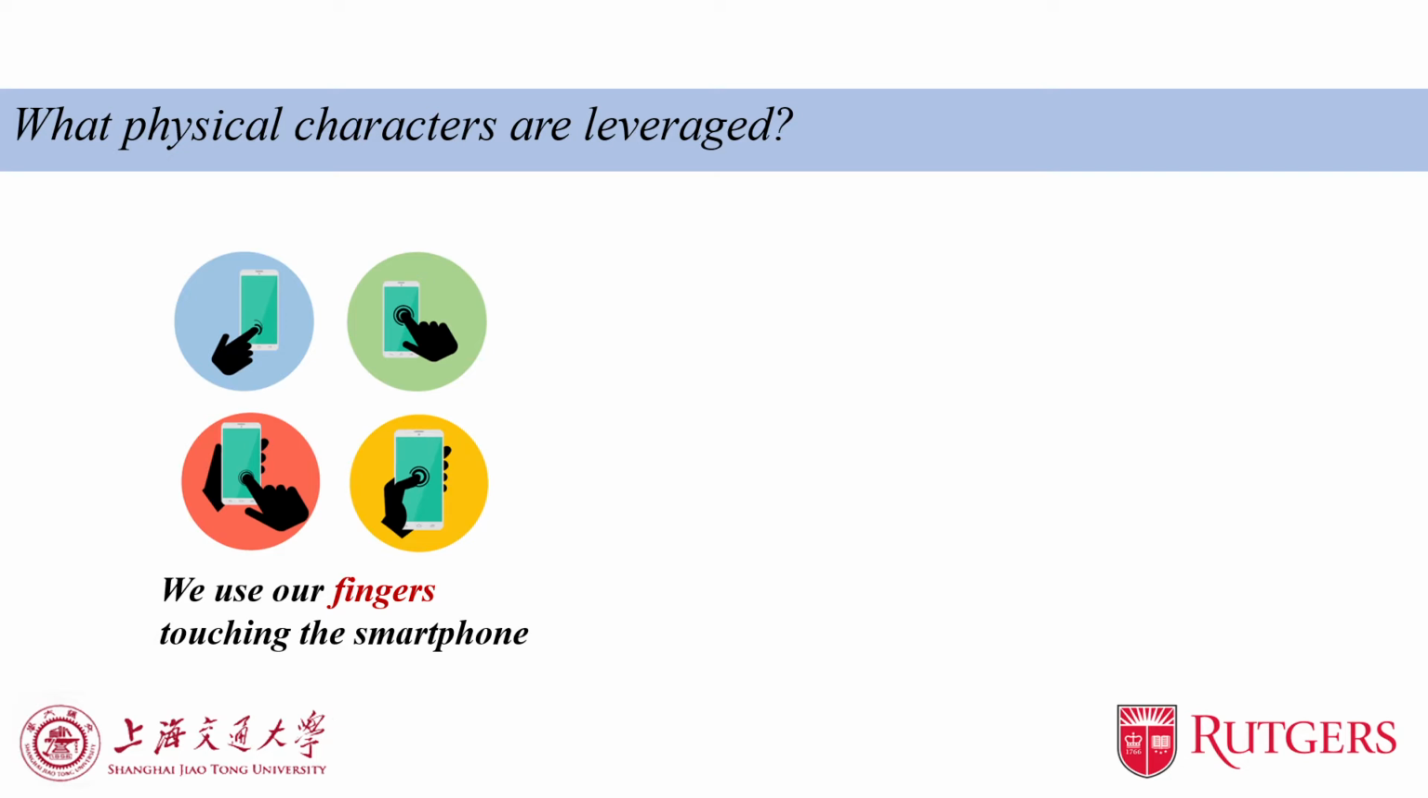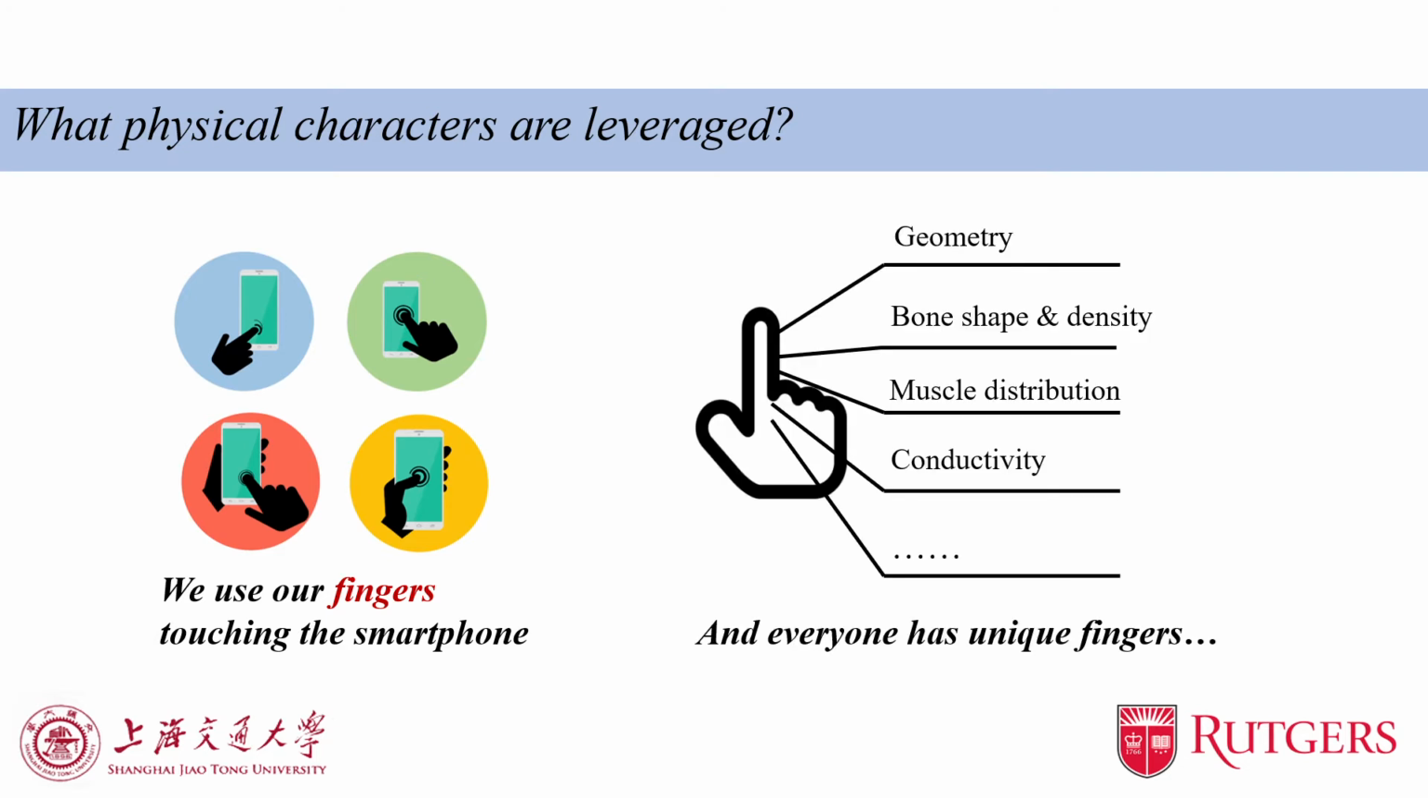And the following question is, what characters can we leverage? Considering most operations on smartphones require finger touching, we would like to explore the physical characters of human fingers to identify different users. And everyone does have unique fingers, as they can be different in many ways, including geometry, bones, muscles, and even conductivity.